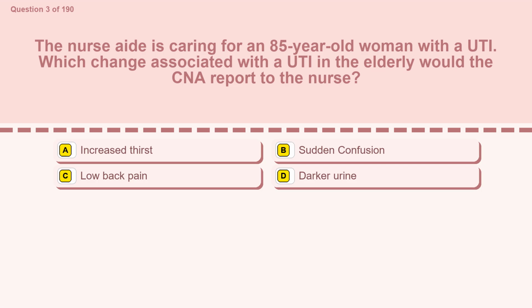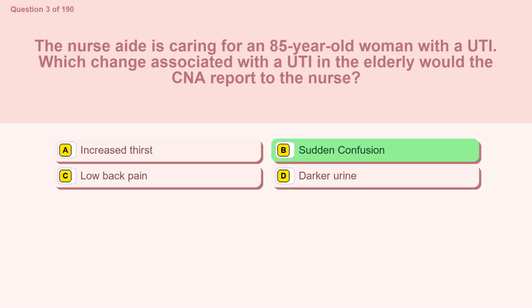Question 3. The nurse aide is caring for an 85-year-old woman with a UTI. Which change associated with a UTI in the elderly would the CNA report to the nurse? Option A. Increased thirst. Option B. Sudden confusion. Option C. Low back pain. Option D. Darker urine.